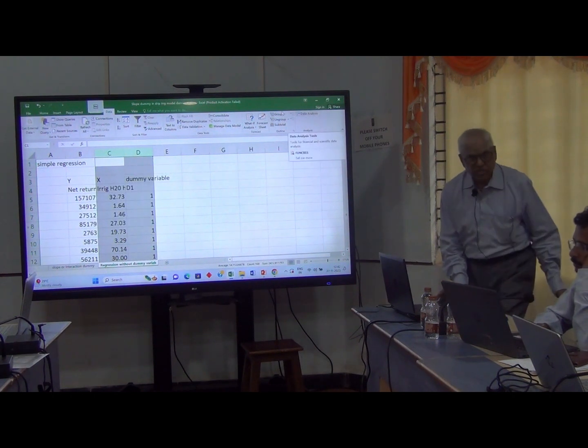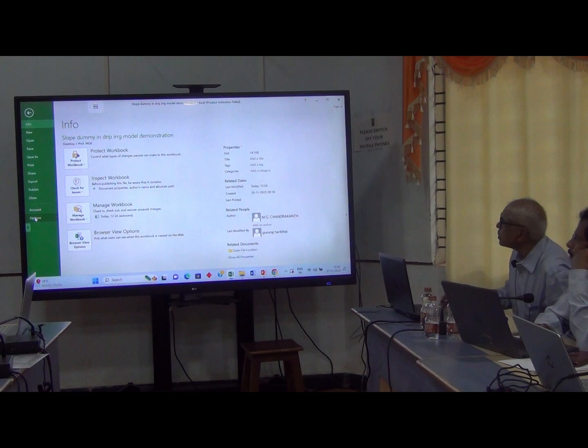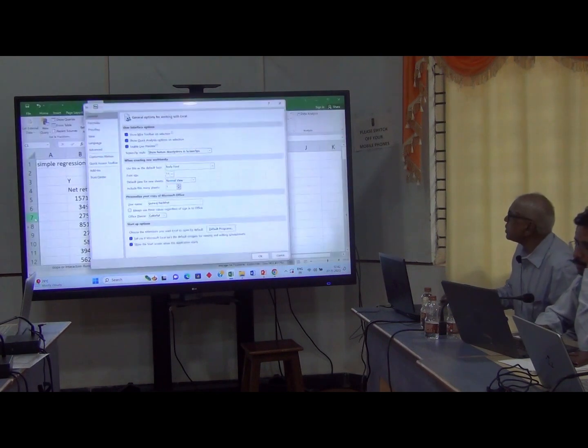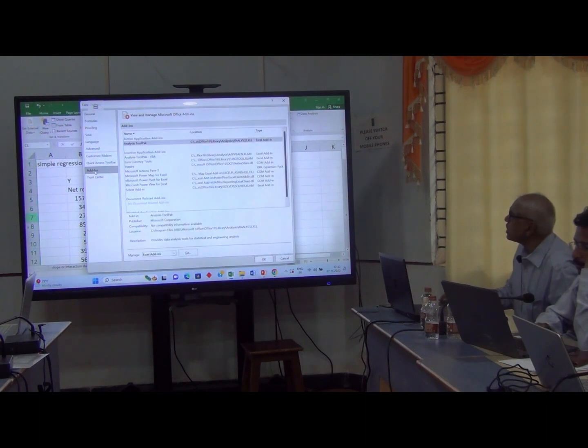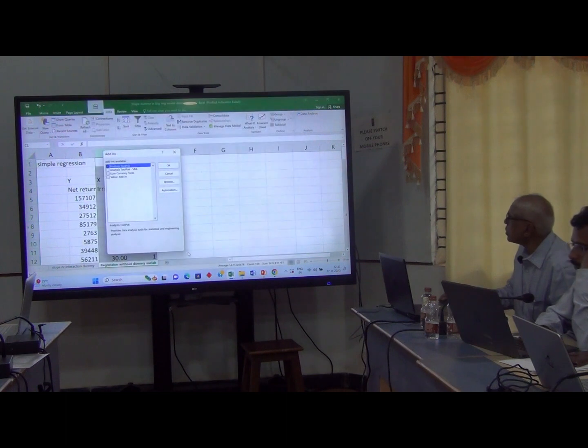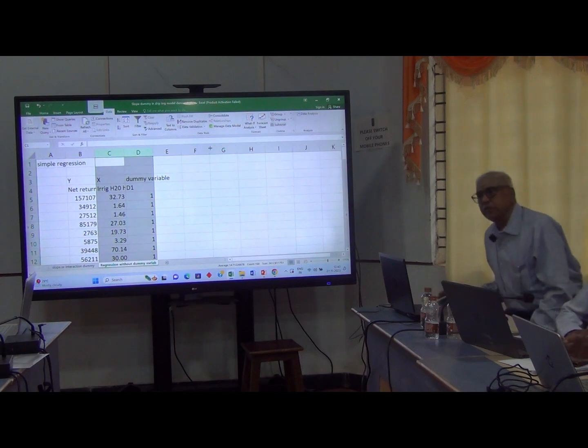To get this data analysis, you go to File, go to Options, then Add-ins. Then Analysis ToolPak. Click Go. Then you say Analysis ToolPak is there, click on it, then say OK. Then Data Analysis will appear here. Please see now, because without that you cannot do this. Anyone who has not got it, tell me.